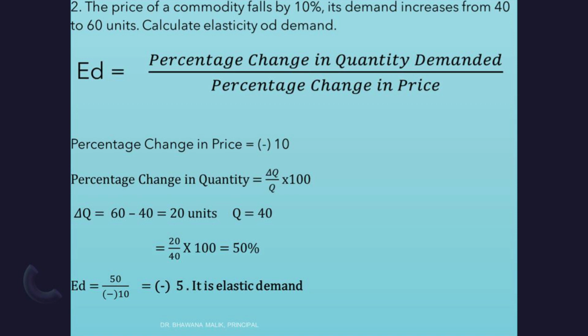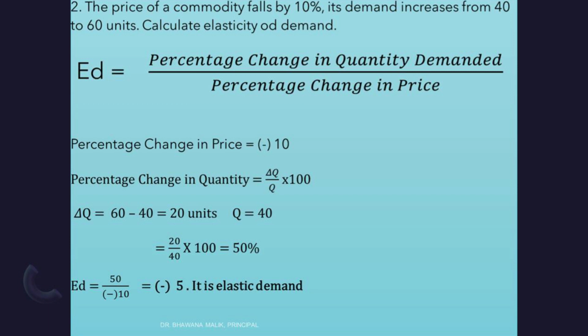Moving ahead, the next is: price of a commodity falls by 10%. Its demand increases from 40 to 60 units. Calculate elasticity of demand. Students, in the previous question, we were already given the percentage change. In this question, we are given the percentage as well as demand which is increasing from 40 to 60 units. So the 40 over here becomes your Q1 and 60 becomes your Q2, and we have to see the change in quantity over here.